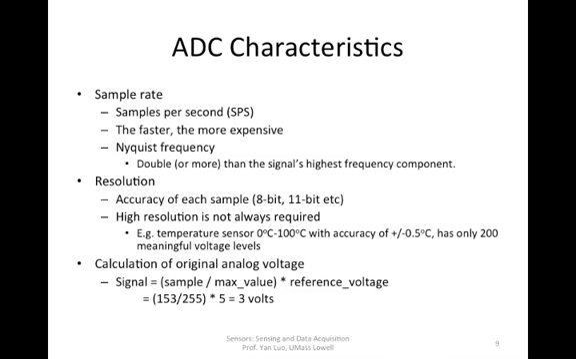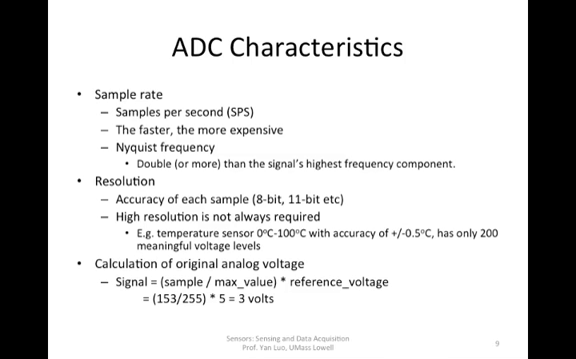When you choose an ADC, you do care about certain metrics. The most important one is the sampling rate, or sample rate. It's defined as samples per second. So you can do 100 samples per second, or even 1,000 samples per second, depending on the requirement. And of course, the faster, the better, and the more expensive.